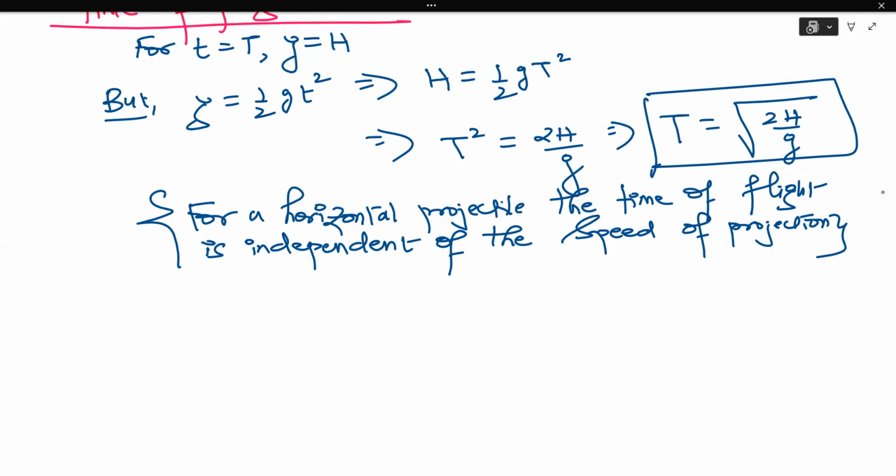Understood? Suppose I drop this duster from here and flick the pen from here at the same time, both will hit the ground at the same time. Not at the same place. This will drop here, this will go further, but the time of hitting the ground will be the same. Okay? So time of flight does not depend upon the initial speed given.